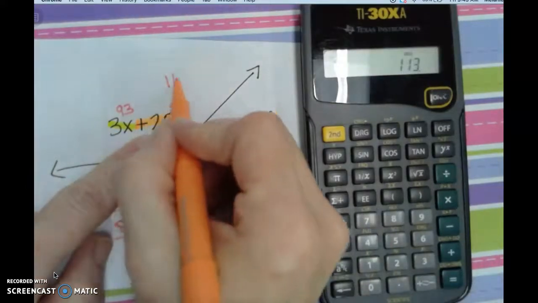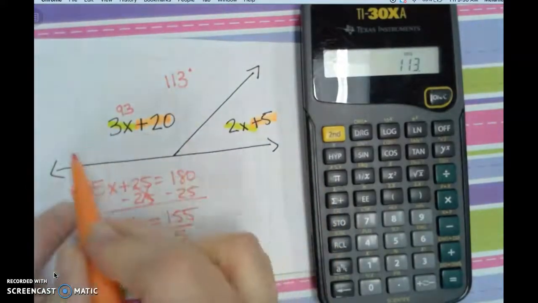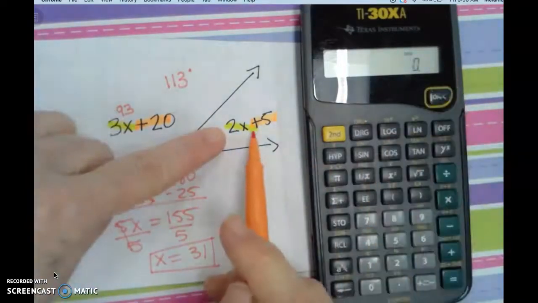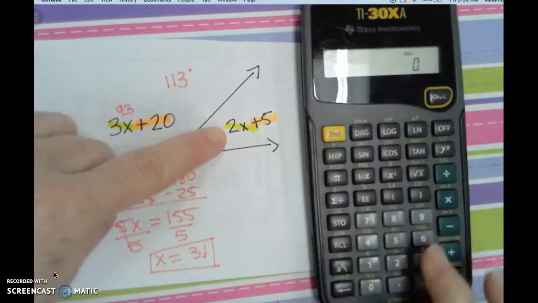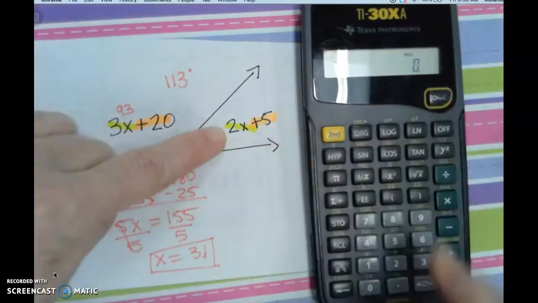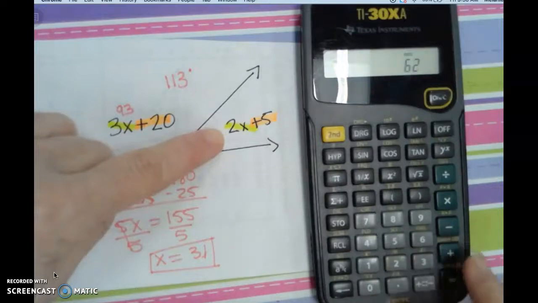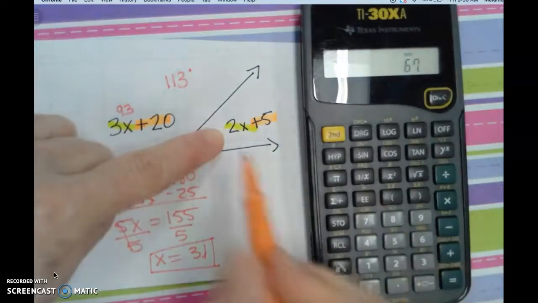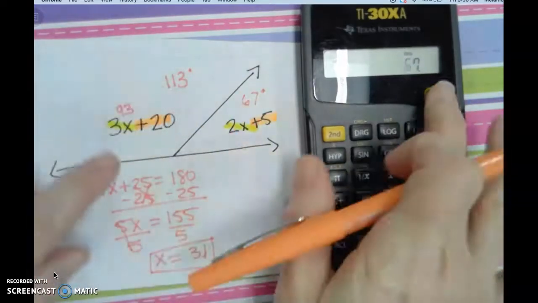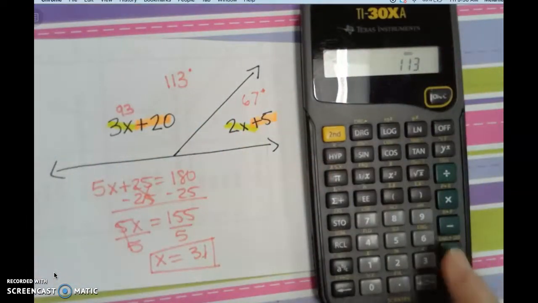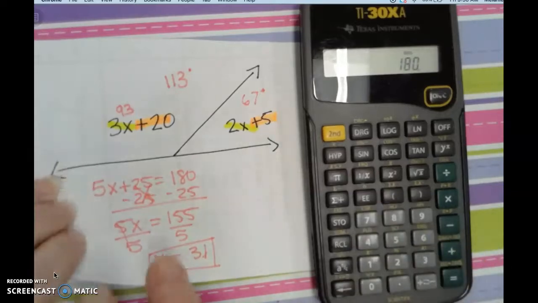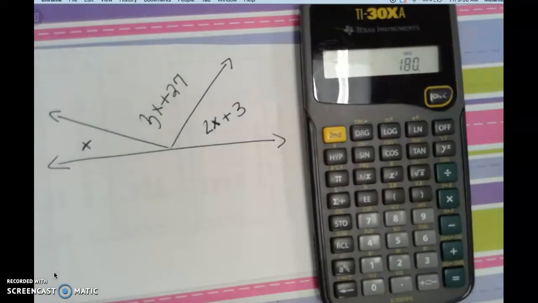So this angle should give me 113, this whole angle. Now here, this says 2 times x. So I got 2 times 31. And then I want to do plus 5 is 67. All right, let's add these two, and I hope we get 180. 113 plus 67. Yep, so we're good to go on that one. All right, we're going to try to do 2 more real quickly.